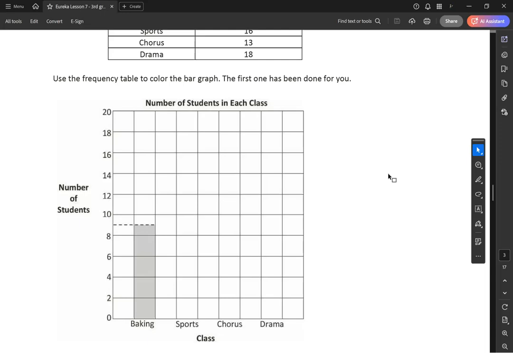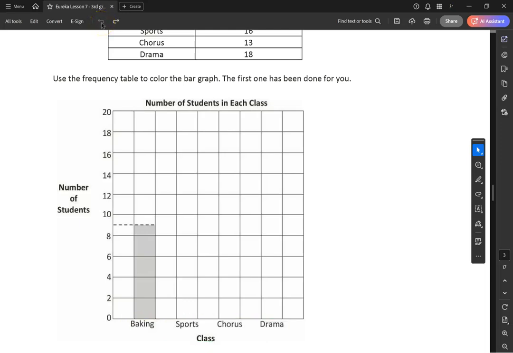Now, if you notice, look, we have our title here, which is what we need. We have our numbers here on the side. We have what the numbers mean, the number of students. And we have the class.